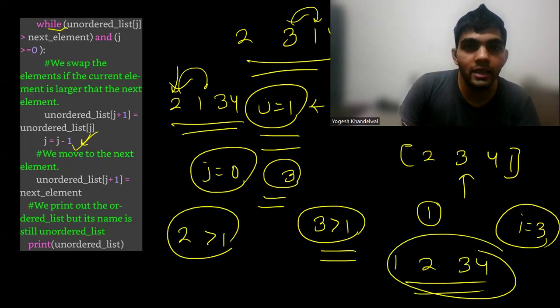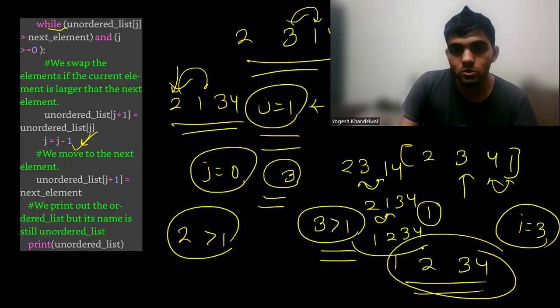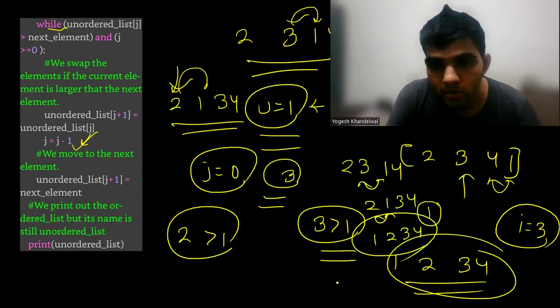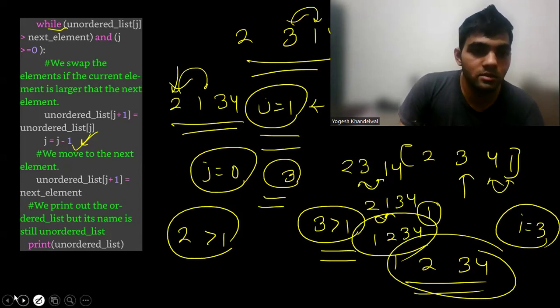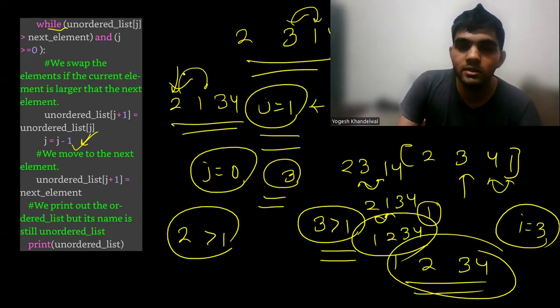So for the i is equal to 3 case, initially these two swapped, so this will become this, then these two swapped, so this will become this, then these two swap, then this will become this. So this way this is sorted. So now you understand the code. Let's see if it is doing correctly in Python or not.